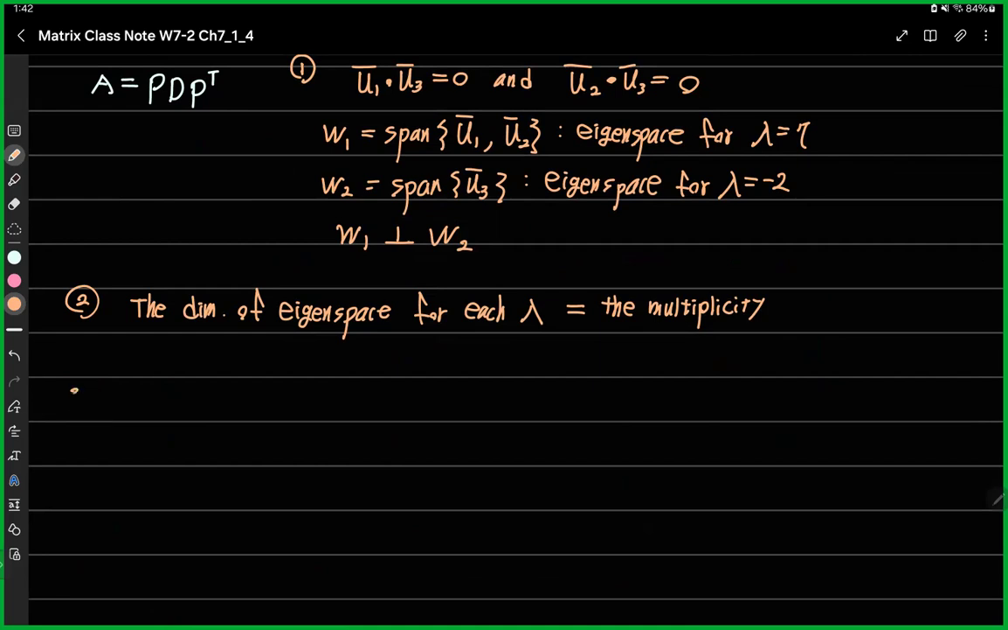And the third one: an N by N symmetric matrix A has N eigenvalues, even though some eigenvalues have multiplicity greater than 1. It has N eigenvalues counting multiplicity.